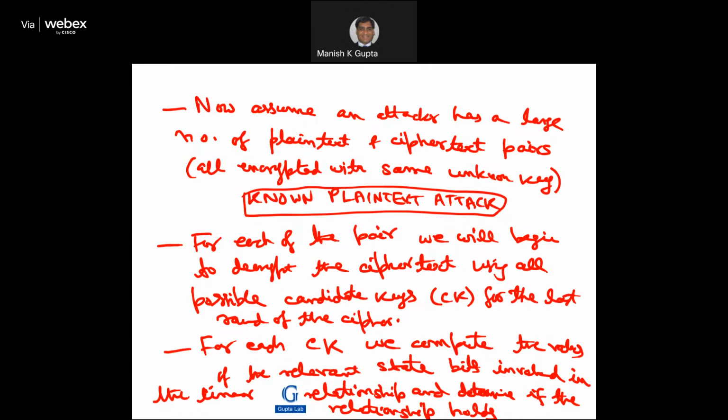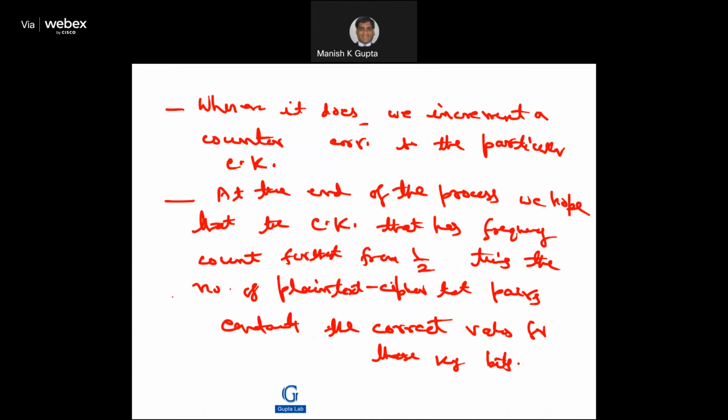For each pair, we begin to decrypt the ciphertext using all possible candidate keys. For the last round of the cipher, for each candidate key, we compute the values of the relevant state bits involved in the linear relationship and determine if the relationship holds. Sometimes it may not hold. When it does, we increment a counter.